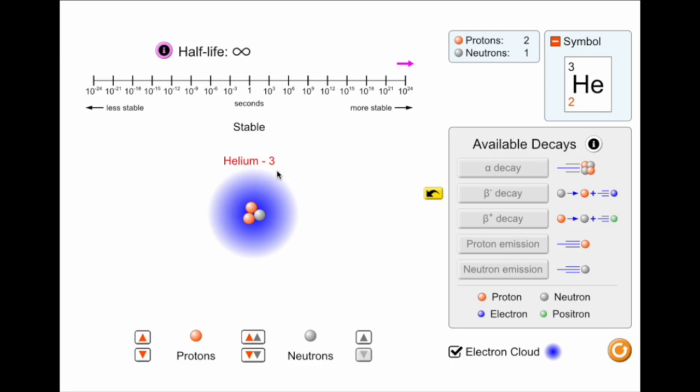Add various protons and neutrons to the stage to explore the decays and emissions that occur. The down arrows remove particles from the nucleus currently on the screen. Use the double arrows to add or remove both a proton and a neutron at the same time. Selecting the orange Reset button returns the screen to its original state.